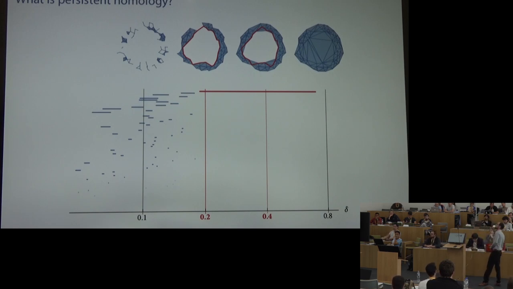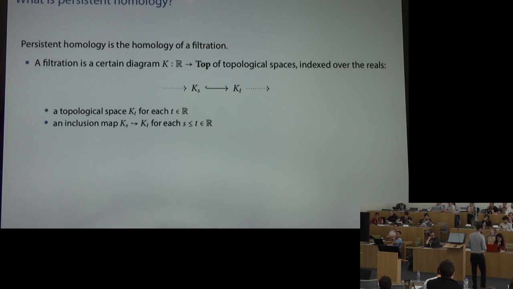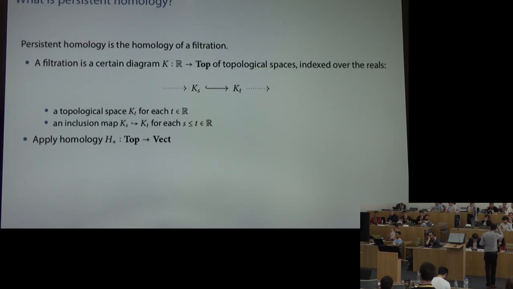And we can read it off just by looking at this interval diagram, which we call the persistence barcode. Okay, so let's just summarize in a formal way what we've seen here. Persistent homology is nothing but the homology of a filtration of simplicial complexes or topological spaces. That means we have this one parameter family, we have a diagram of topological spaces indexed over the real numbers, we have a space per real number, and we have an inclusion map for each pair of real numbers. And so that's our starting point, that's the filtration. We apply homology to this entire diagram. As I said, homology can be applied to spaces, but also to maps between spaces.